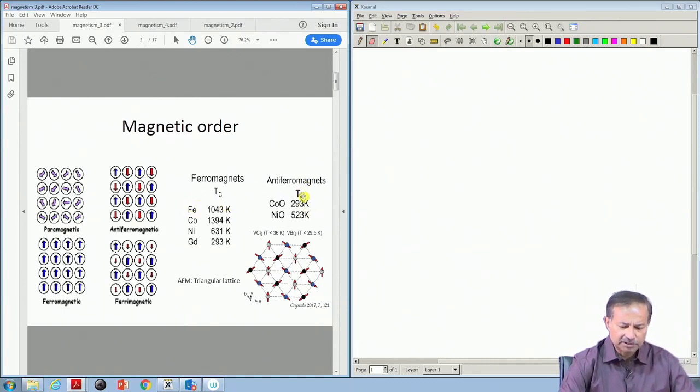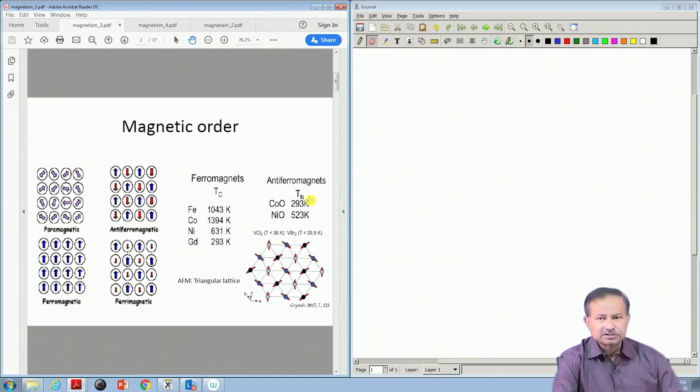For antiferromagnets, there are these cobalt oxide, nickel oxide, manganese oxide, and so on. They are all antiferromagnets, and these antiferromagnets look like this. For example, their ordering temperature is somewhat lower here, and this again sets a scale as to what is the ordering energy.